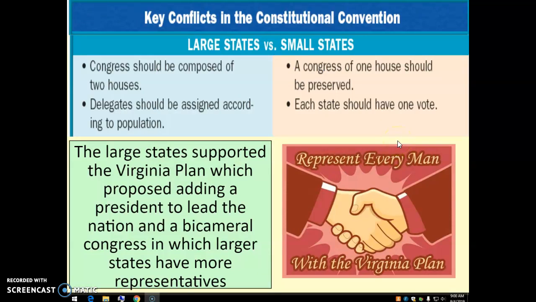And we will have different states come out with different plans, and the best way to remember these states and these plans is what would each state really want. So think about Virginia. Virginia is one of the largest states, if not the largest state, I believe, at the time. Their plan is going to have a bicameral legislature, so 2 houses, both where the larger states have more say, more representatives, which would make more sense if you're Virginia, because you want to be based on population, because you have a larger population, you have more say.